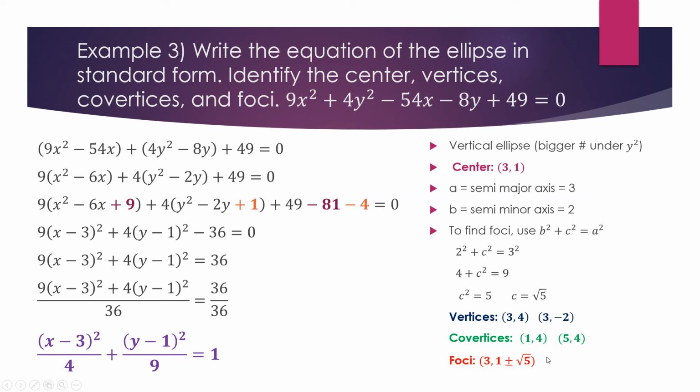And then for your foci, since this is a vertical ellipse, it's going to be above and below your center. So 3, 1 plus and minus square root 5. If you're doing it on WebAssign, you have to write it out separately. You have 3, 1 plus square root 5, and then 3, 1 minus square root 5.